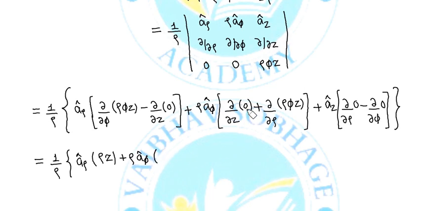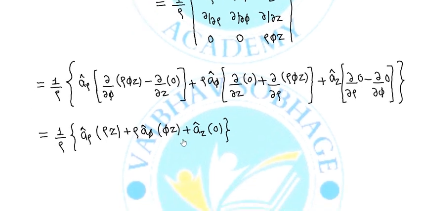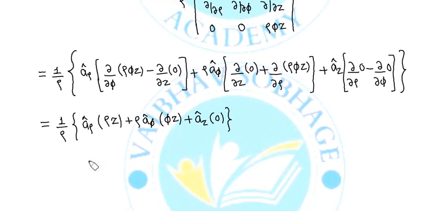Now we have this to be 0, so I am not going to write that one. d by d rho of that rho phi z, so we have that value to be phi into z, plus the az cap. And in the az cap all of the terms over there are 0, so the az term will be 0.